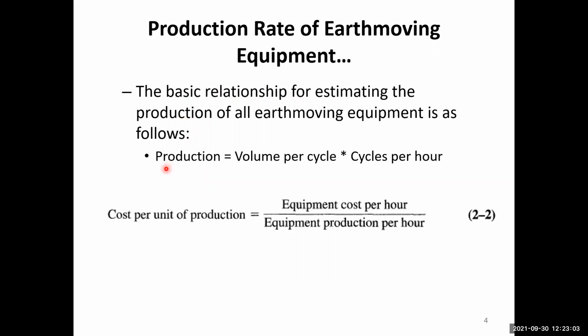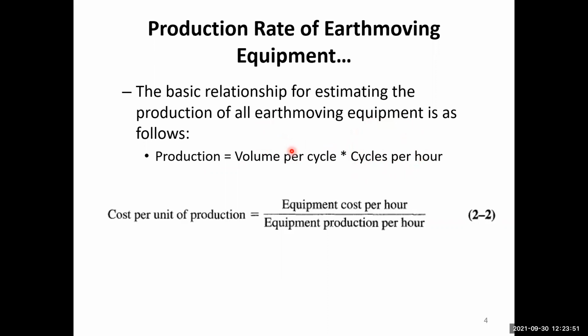If we describe this formula in words, it is that production is equal to volume per cycle multiplied by cycles per hour. So this is the basic formula which I think we will be using quite often. That will give us the production. For example, if the volume per cycle is in cubic meter, that means in one cycle of operation we can perform this much cubic meter of work. And if that machine can produce this many cycles per hour, then the multiplication of those two terms will give the production.